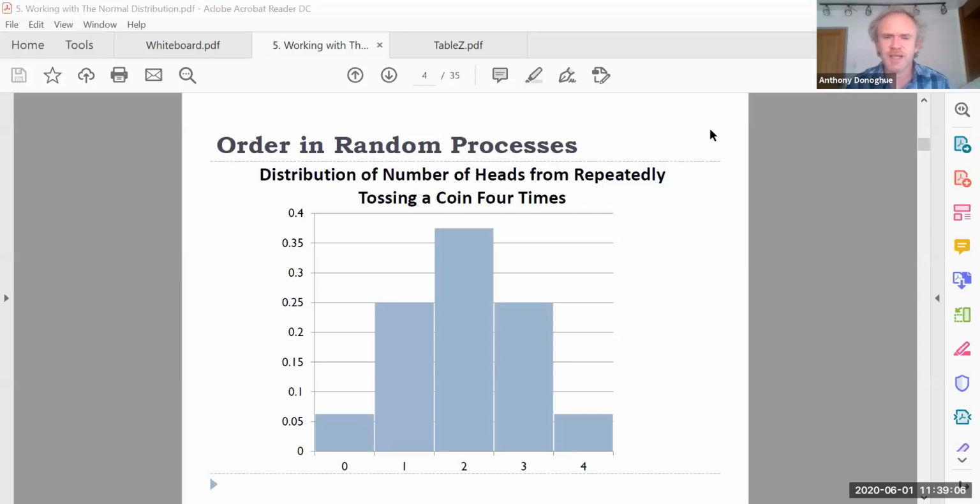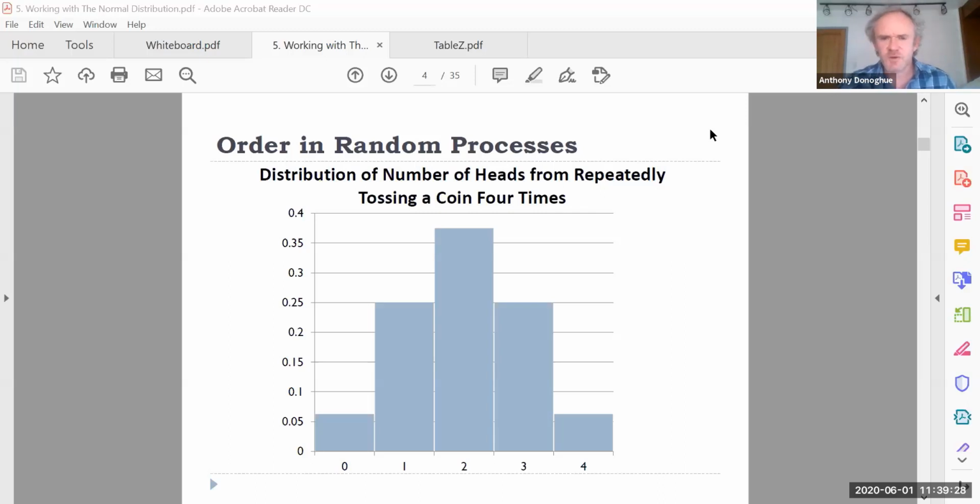But the reality is, and this goes to the heart of the reasoning of statistics, what you expect based on certain assumptions, in this case assuming the coin is fair, is not necessarily what you're going to get, even if your assumptions are correct. The coin is fair, you expect to get 2 heads, but if you toss a coin 4 times, you could get anywhere from 0 to 4 heads.